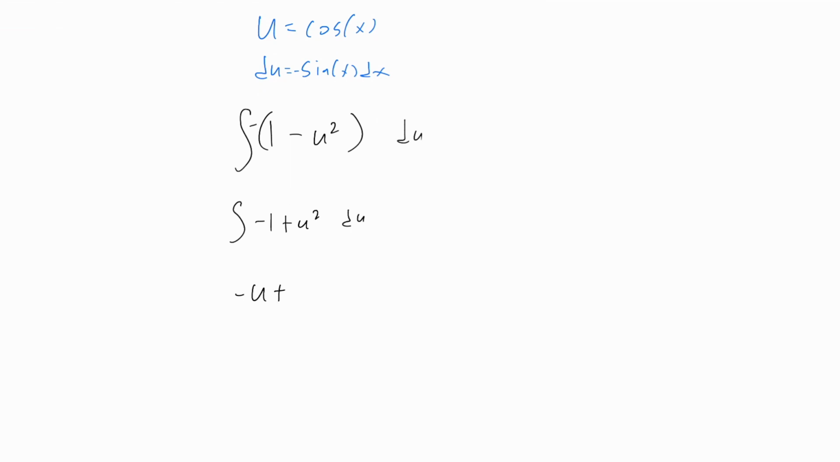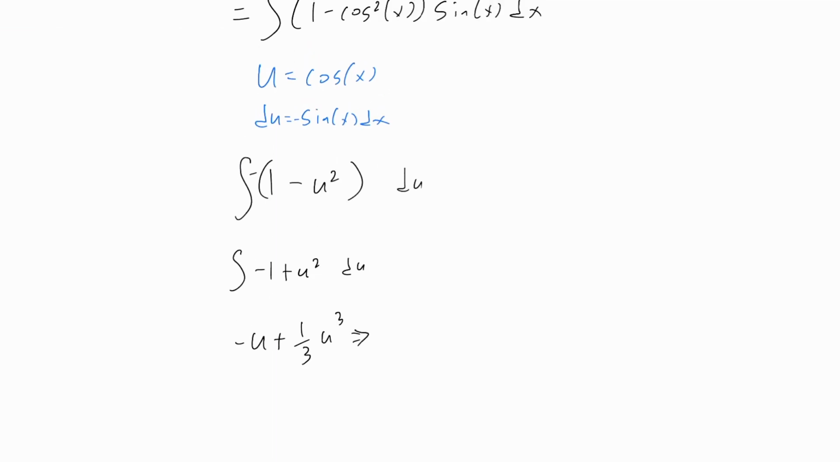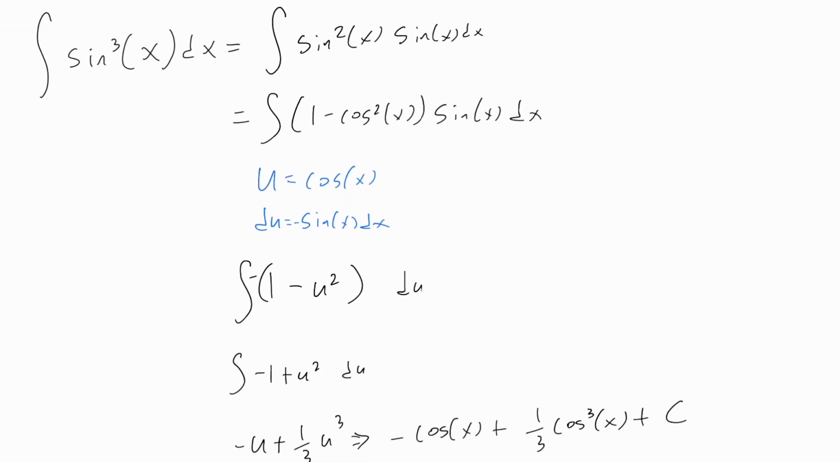We get minus u plus 1/3 u cubed. And then I have to trade my u's in for x's, or whatever the variable is. If u is cosine of x, this becomes minus cosine of x plus 1/3 cosine cubed of x plus c, our constant of integration. So I used a trig identity to make an integral a lot easier, a trig identity and then a u substitution.